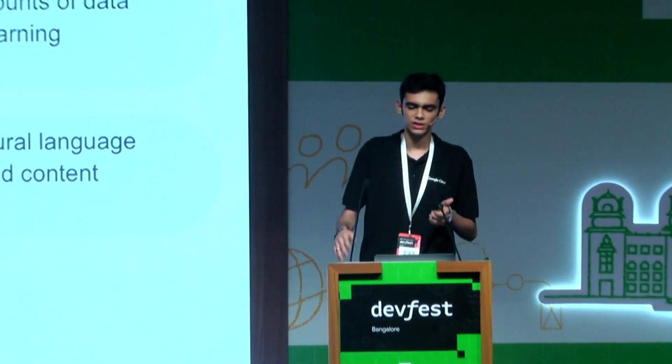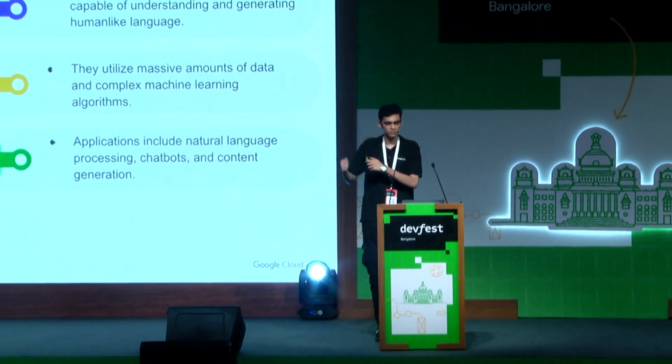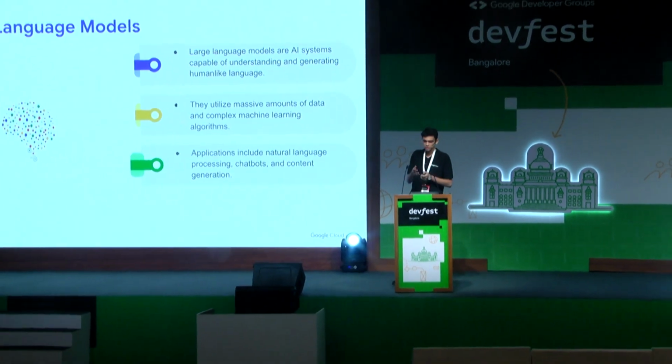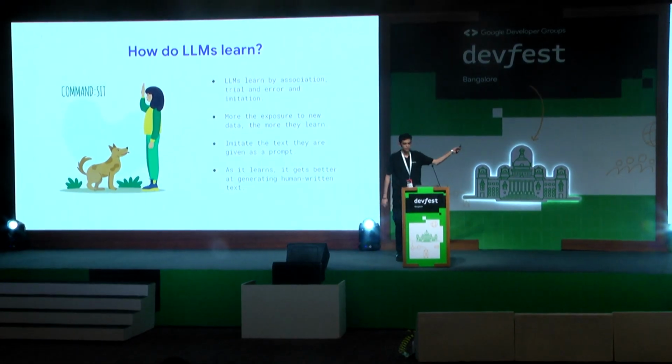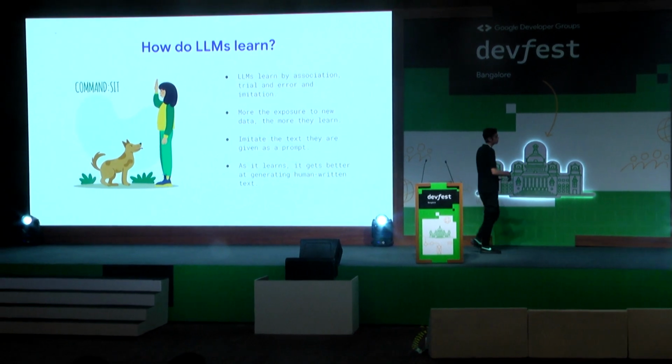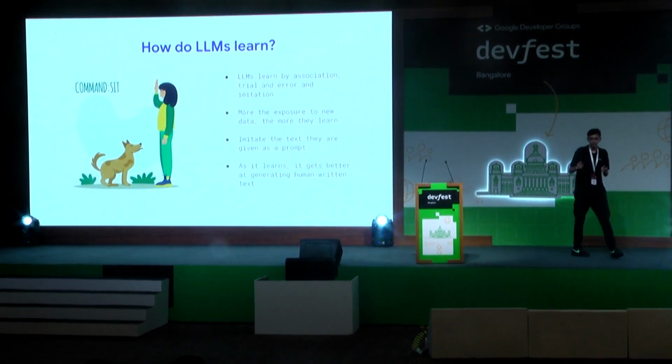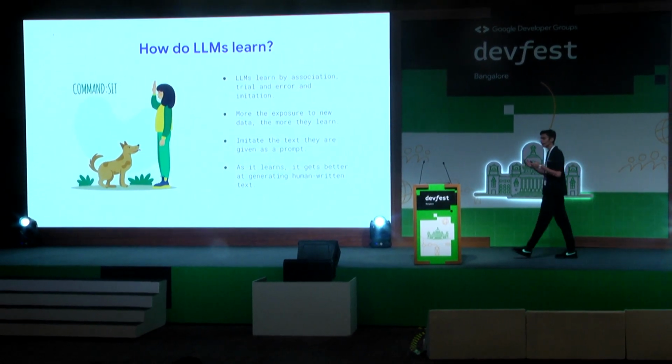Now, large language models are AI systems capable of understanding and generating human-like language, just the same thing that has been presented the whole day. And they utilize massive amounts of data and complex machine learning algorithms. Now, this is where I would like to talk more about LLMs. How do LLMs learn? They learn by association, trial and error, and imitation.